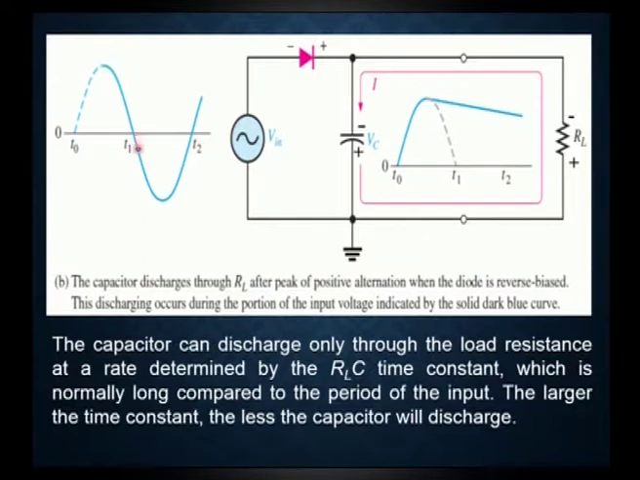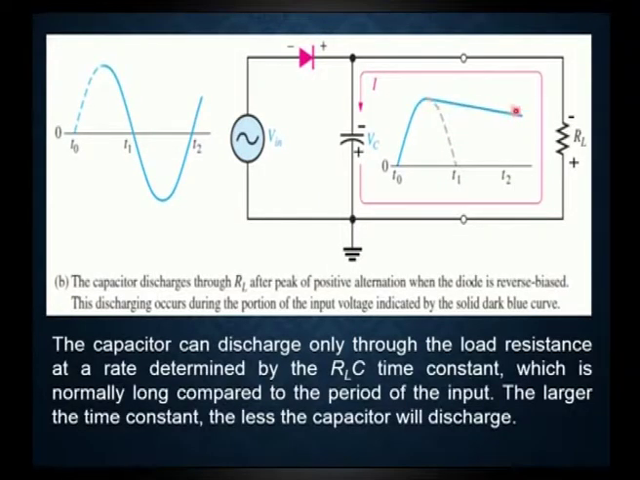The capacitor can discharge only through the load resistance, at a rate that is determined by the RLC time constant. The RLC time constant determines how much time the capacitor takes to discharge, which is normally long compared to the period of the input. The larger the time constant, the less the capacitor will discharge. If the time constant is larger, the capacitor discharge will be less.